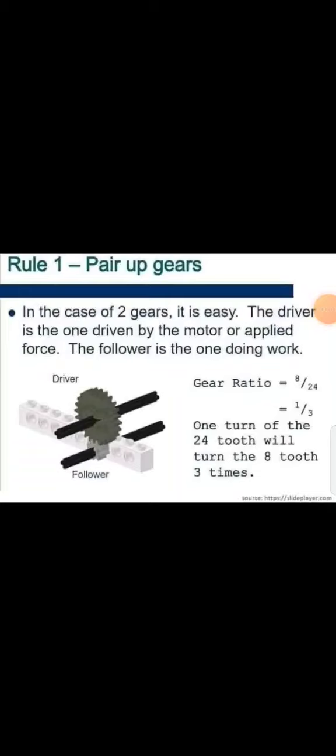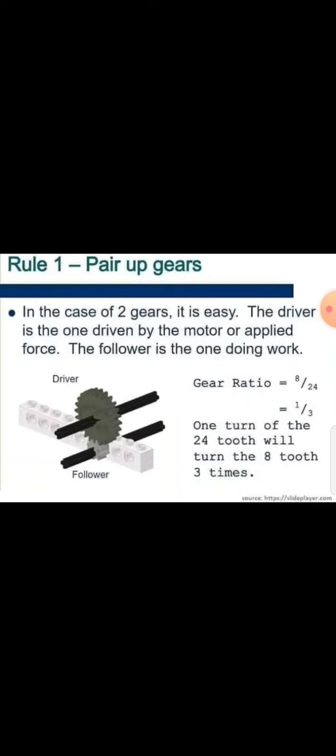To find the gear ratio of a pair of gears. As we know, gear ratio is simply a ratio of the number of teeth of the follower gear divided by the number of teeth of our driver gear. Let's see now what is driver and what is follower.